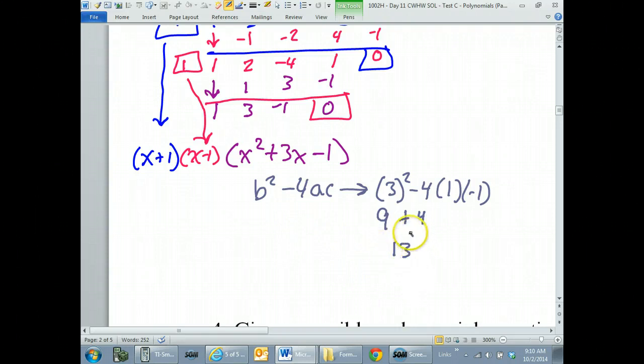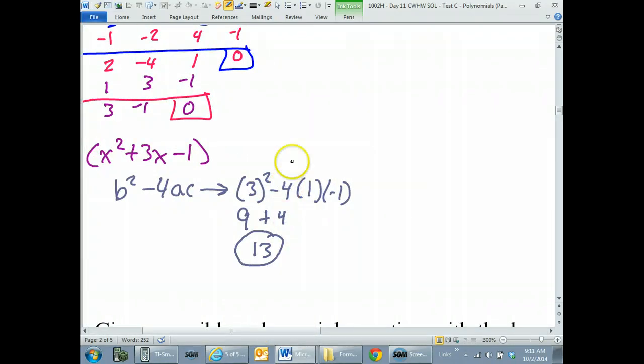So is everybody coming up with a discriminant of 13? Okay, we're good on that. So now I can finish my quadratic formula. Okay, so the rest of the quadratic formula is going to be like this.